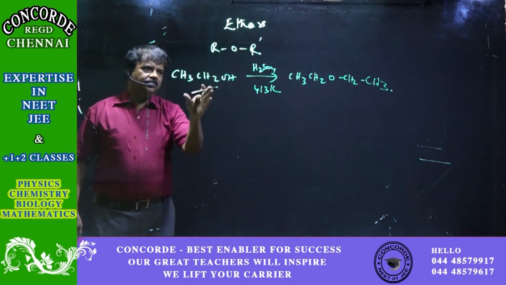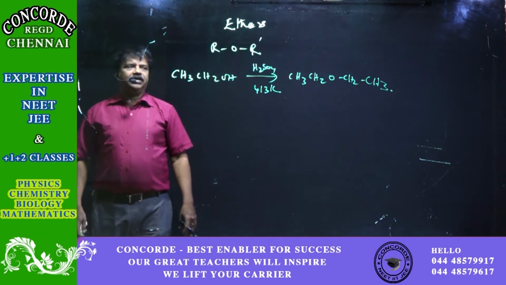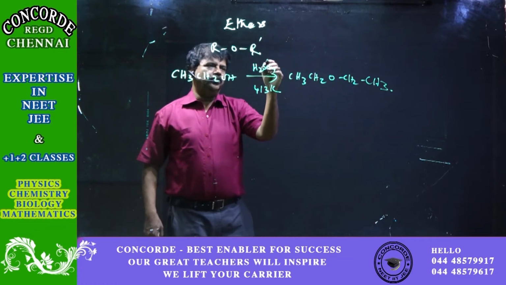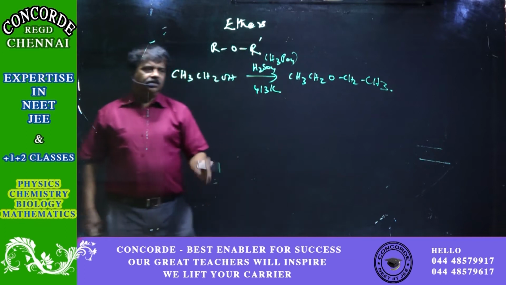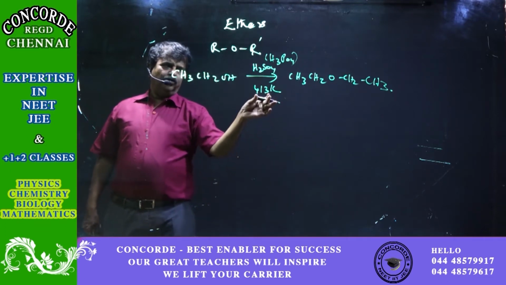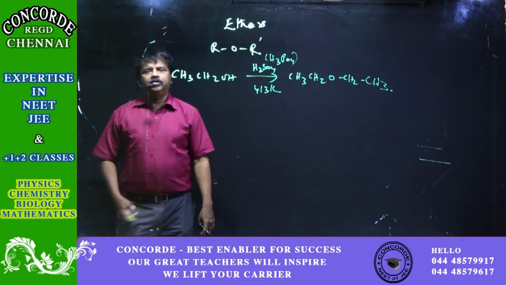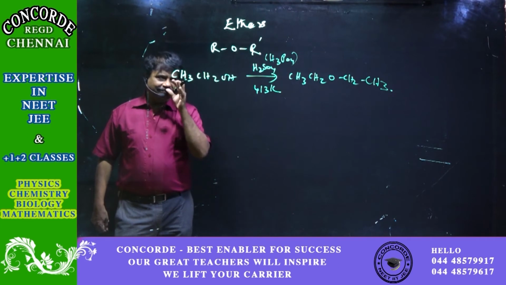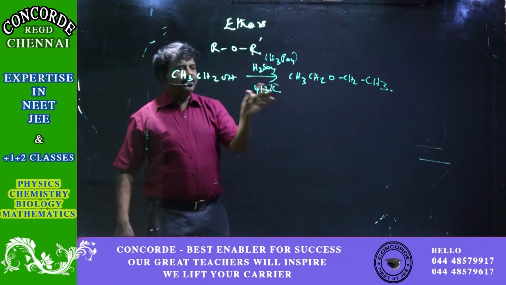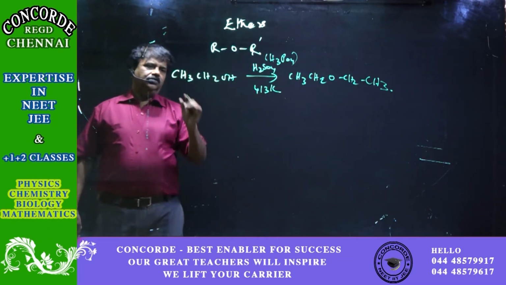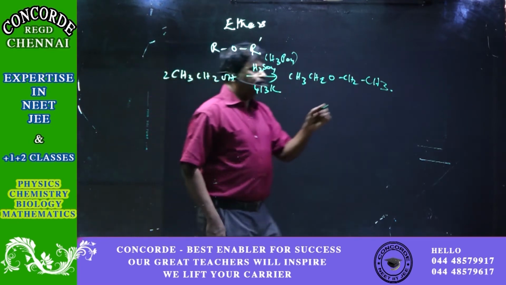Any protic acid, like H2SO4 or H3PO4, can be used. But the important thing is the temperature. If it is around 413 Kelvin, it is the ether which is formed. But if the temperature becomes more, no ether will be formed, but a different compound will be formed. So the temperature is very, very important. These two molecules combine, giving out one water.